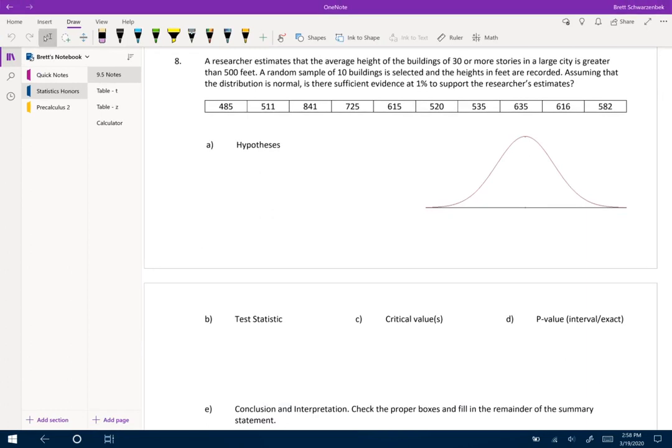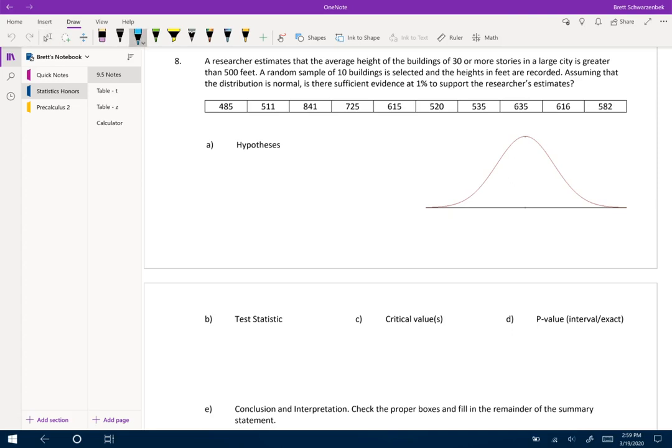All right, so let's take a peek at problem number 8. It says a researcher estimates that the average height of the buildings of 30 or more stories in a large city is greater than 500 feet. A random sample of 10 buildings is selected and the heights are recorded. Assuming that the distribution is normal, is there sufficient evidence at 1% to support the researcher's claim?